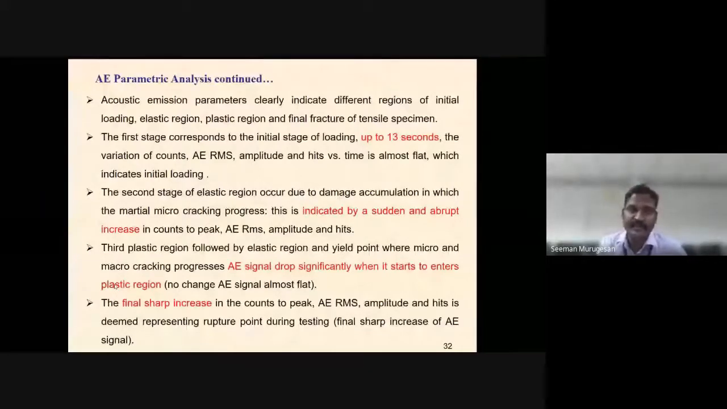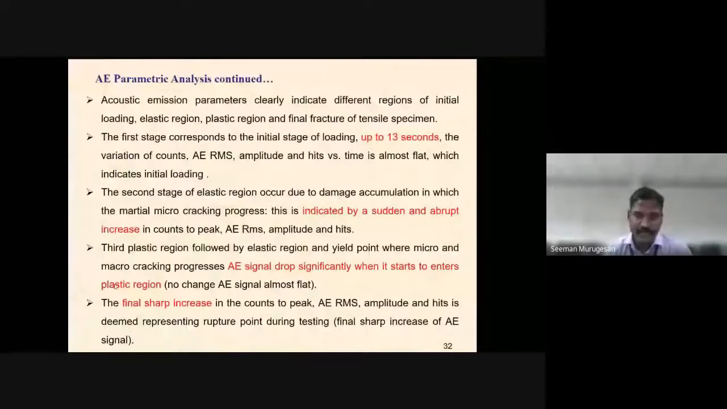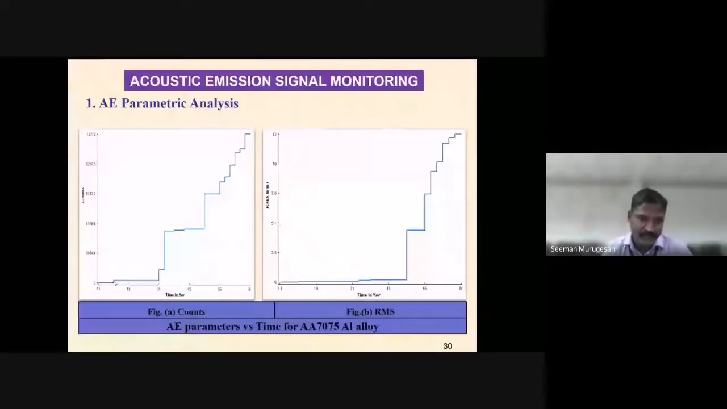the initial loading. The second stage, the elastic region, occurs due to damage accumulation in which small micro cracking progresses. This is indicated by a sudden and abrupt increase in counts, peak, RMS, amplitude and hits. You see here, after the initial loading, in this elastic region, the sudden increase in the counts and the RMS indicates the elastic region.